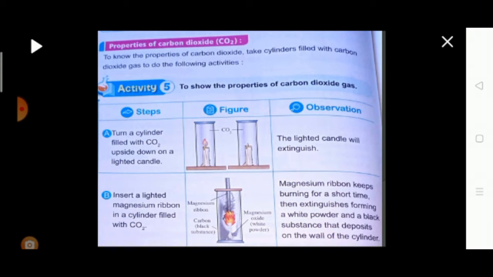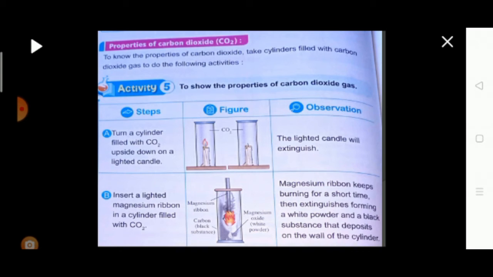What are the properties of carbon dioxide gas? To know the carbon dioxide gas properties, take cylinders filled with carbon dioxide gas and do the following activities. First one, turn a cylinder filled with carbon dioxide gas upside down on a lighted candle. What is the observation? Yes, the lighted candle will extinguish.